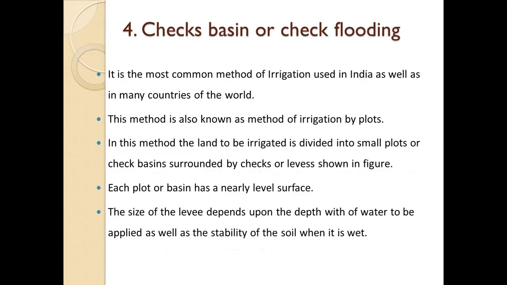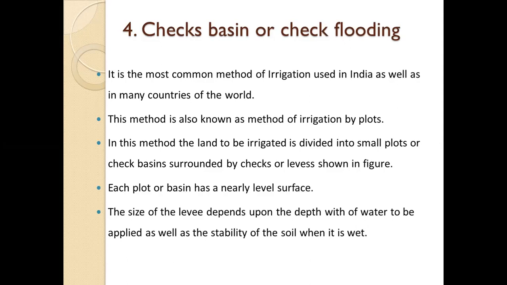Our next method is check basin or check flooding. It is the most common method of irrigation used in India as well as in many countries in the world. This method is also known as the method of irrigation by plots. In this method, the land to be irrigated is divided into small plots or check basins surrounded by checks or levees, as shown in the figure.